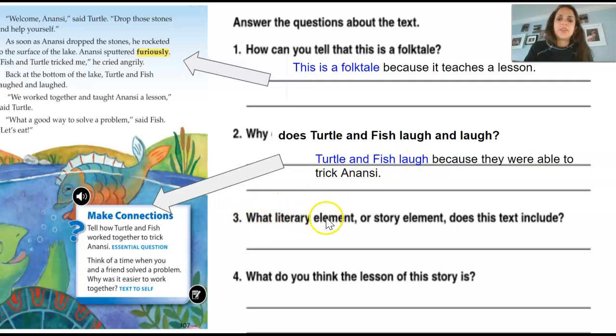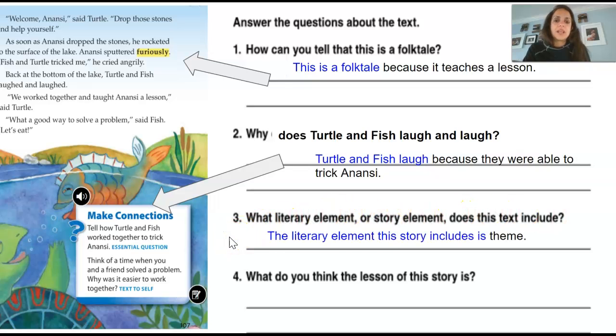Number 3, what literary element or story element does this text include? Now you're going to have this same question in your workbook page today. And our purpose was to identify the features of a folktale. So the literary element this story includes is theme. That is a feature of a folktale. Theme is a big fancy word for the message or the lesson of the text.